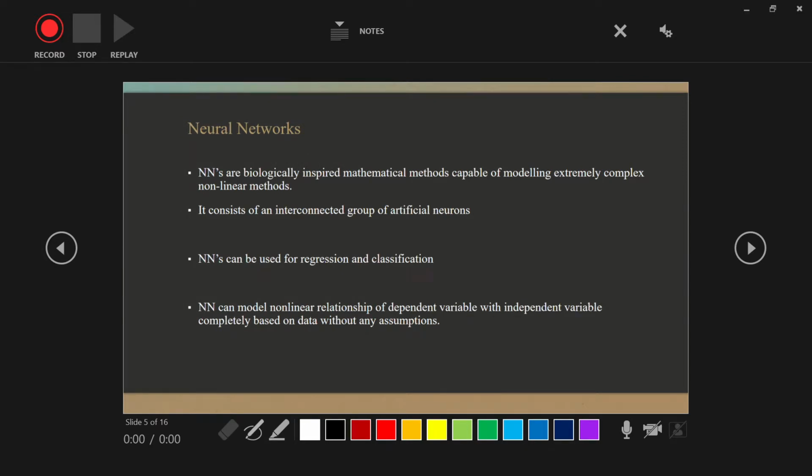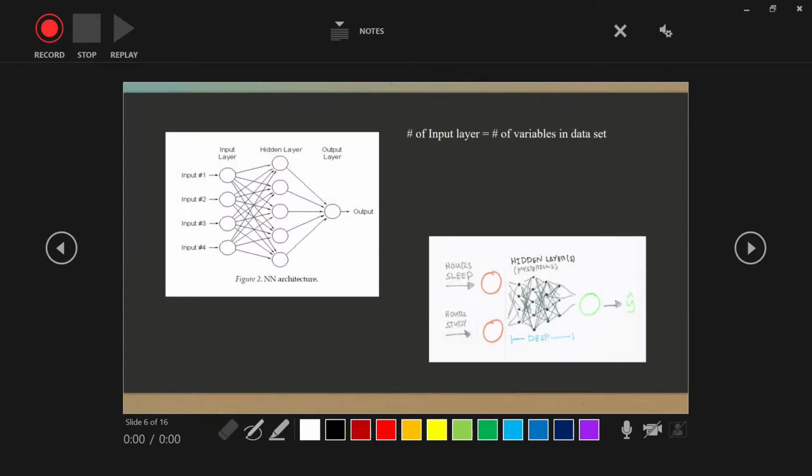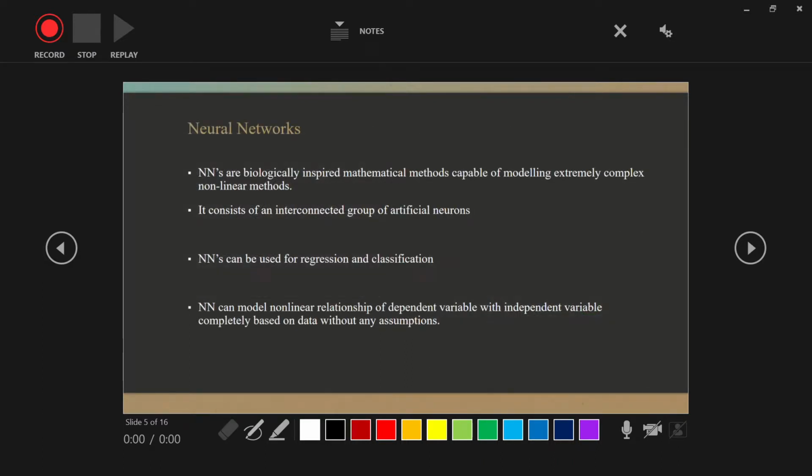Coming to the methods, the first method is neural networks. Neural networks are a mathematical method capable of modeling extremely complex nonlinear relationships by using biological terms called neurons. Here in this diagram, all these arrows are considered as neurons. NNs are used for classification and also for regression. In NN, we can predict the model without any assumption. We can use the data set to predict the model and the relationship of the dependent variable with the independent variables.